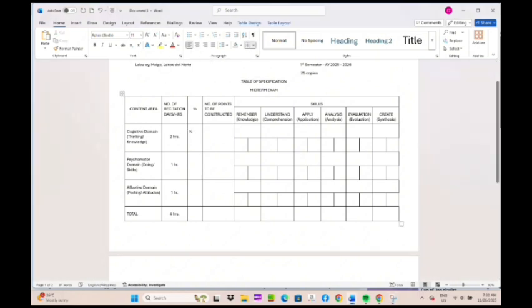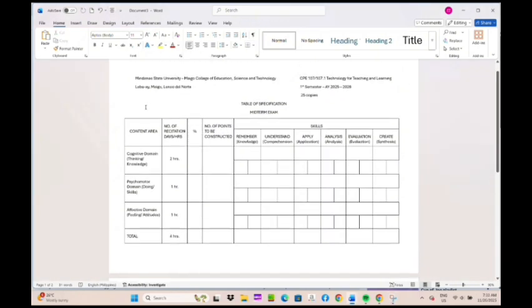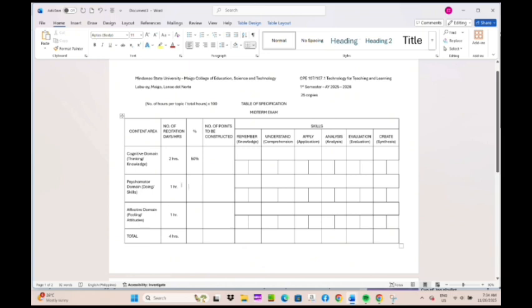The percentage. To get the percentage, we take the number of recitation days divided by the total number of recitation days. So we have 2 divided by 4, which is 0.5 times 100, 50%. Then second, 1 divided by 4, we have 0.25 times 100 equals 25%. Then 25% also for the affective domain, and a total of 100.